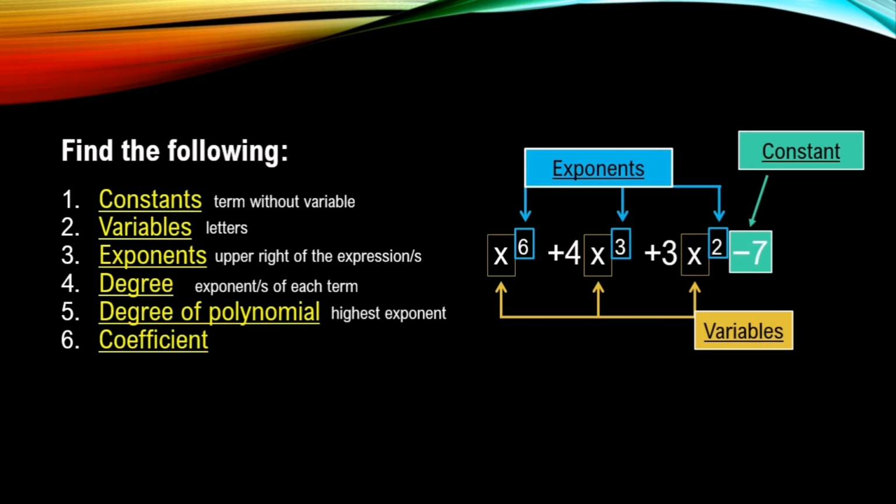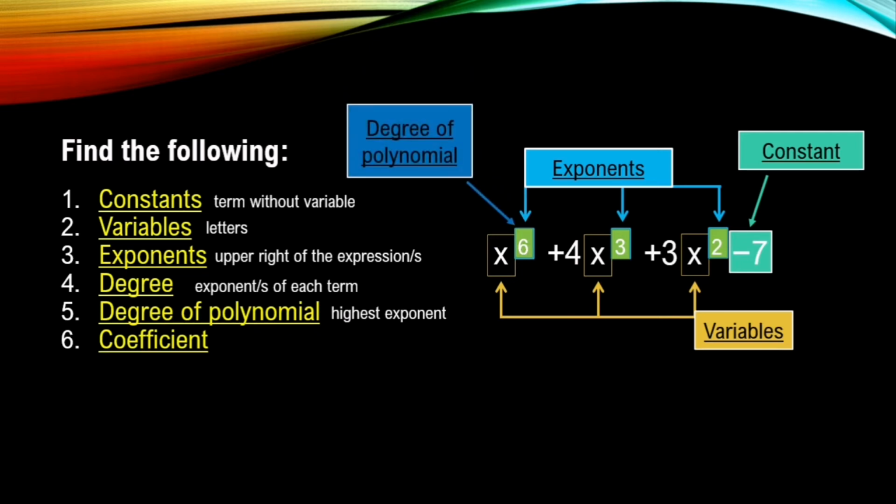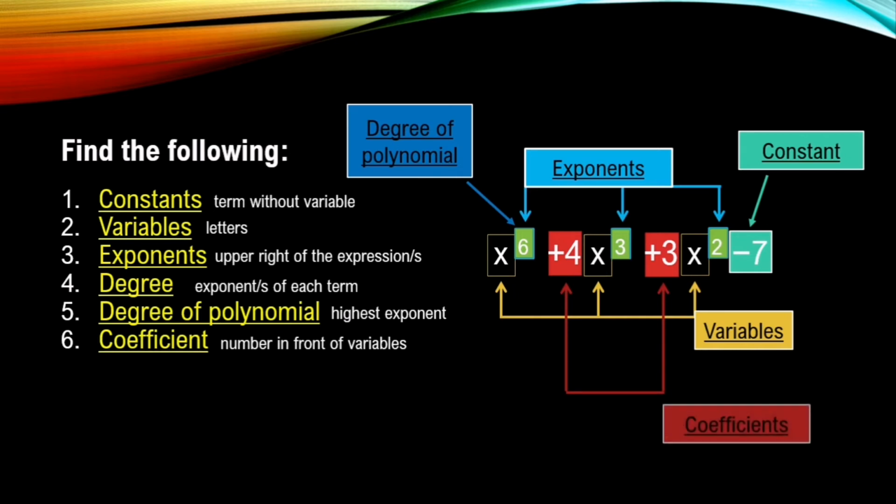Now let's proceed with the degree of polynomial. When we say degree of a polynomial, that means it's the highest exponent. Again, our exponents are 6, 3, 2. Among the 3 exponents, which one is the highest? Of course, 6. So 6 is our degree of polynomial. Let's proceed with the last term, coefficient. Coefficient is the number in front of variables. What are the numbers in front of variables? We have 4 and 3. So 4 and 3 will serve as our coefficients. Did you get that?